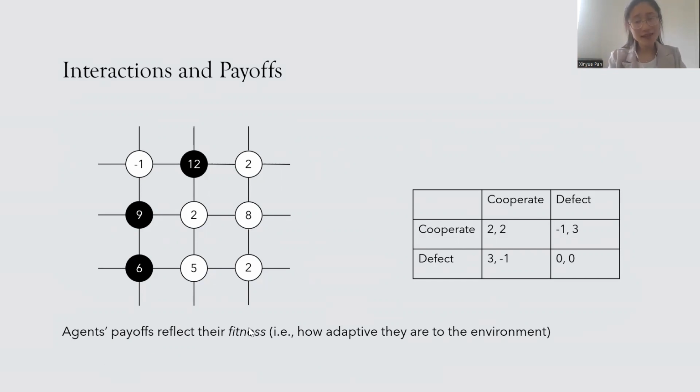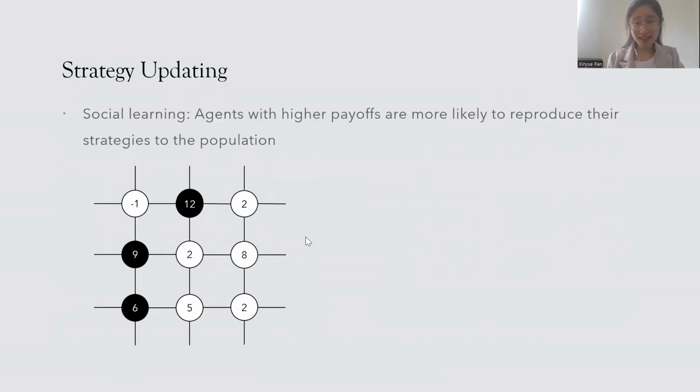And then based on these payoffs, strategy updating happens. The rule of strategy updating is that agents with higher payoffs are more likely to reproduce their strategies to the population. This is trying to mimic evolution in the biological world, where individuals with higher evolutionary fitness are more likely to reproduce. But in terms of social science, this reproduction process means social learning. It means that people who have higher payoffs, their strategies or their behaviors are more likely to be learned by others.